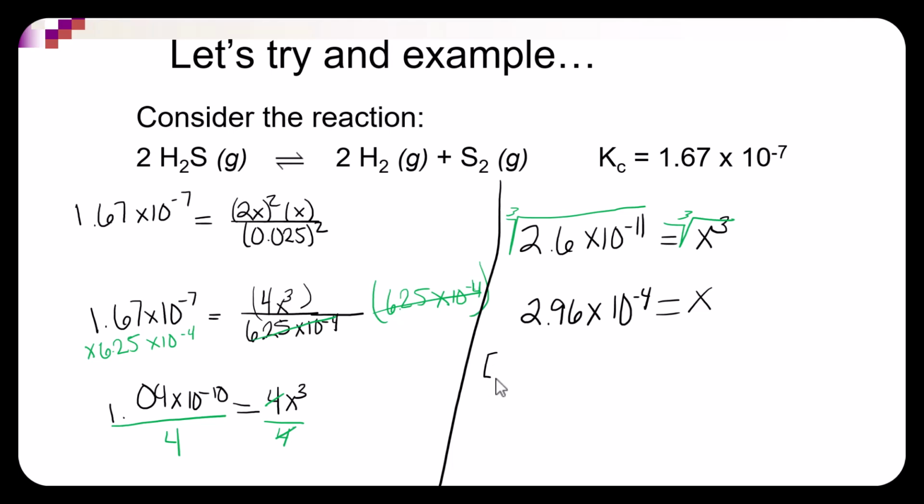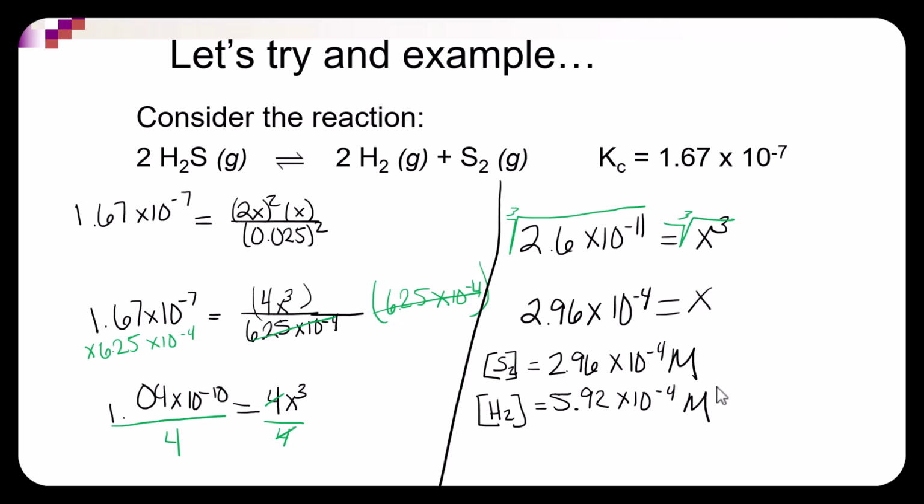So here's what it's asking for. Concentration of sulfur at equilibrium is 2.96 times 10 to the negative 4th molar. Concentration of hydrogen at equilibrium is that value times 2. So 5.92 times 10 to the negative 4th molar.